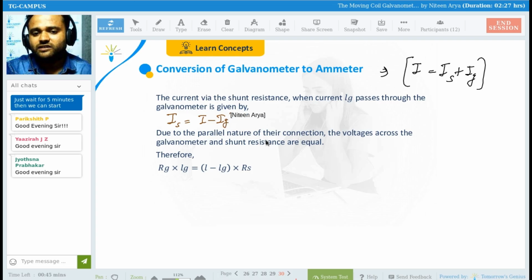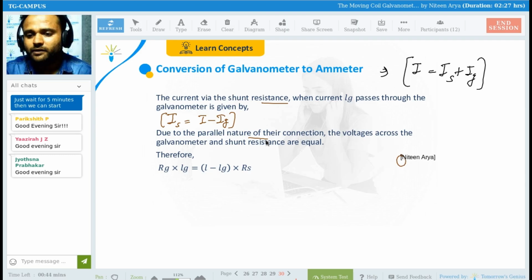I minus IG. Okay, the current via the shunt resistance when the IG passes through the galvanometer is given by this. Due to the parallel nature of their connection, the voltage across the galvanometer and the shunt resistance are equal. We know this thing. This is your galvanometer.